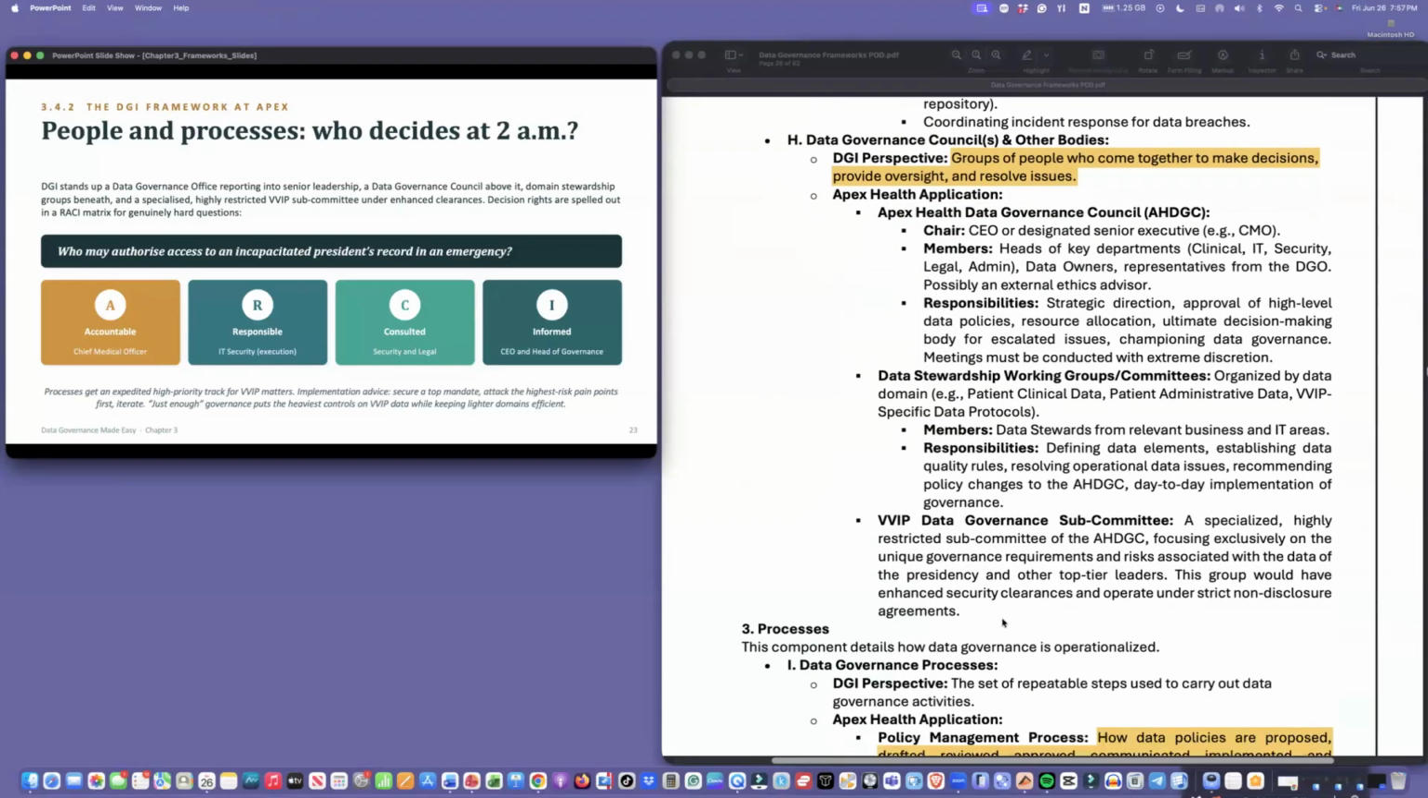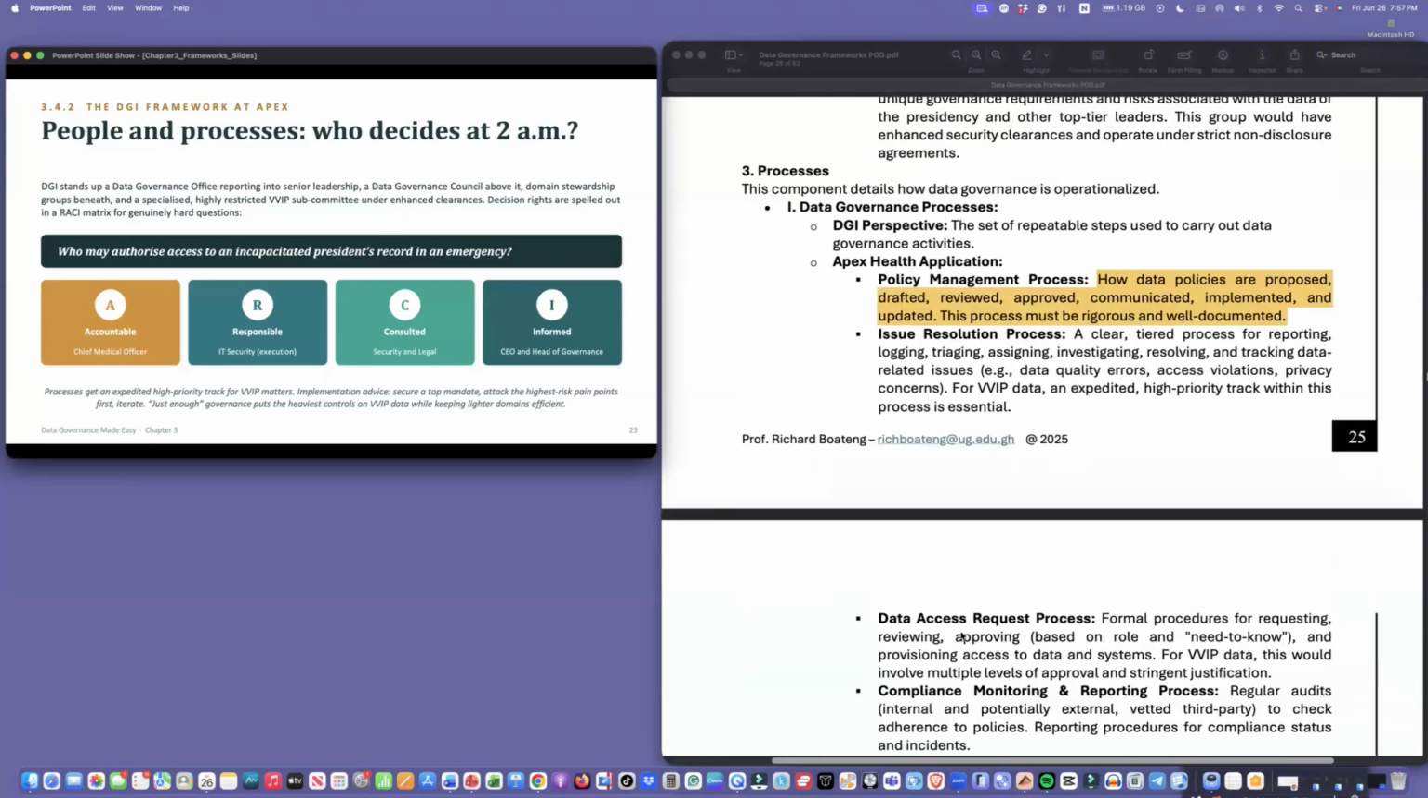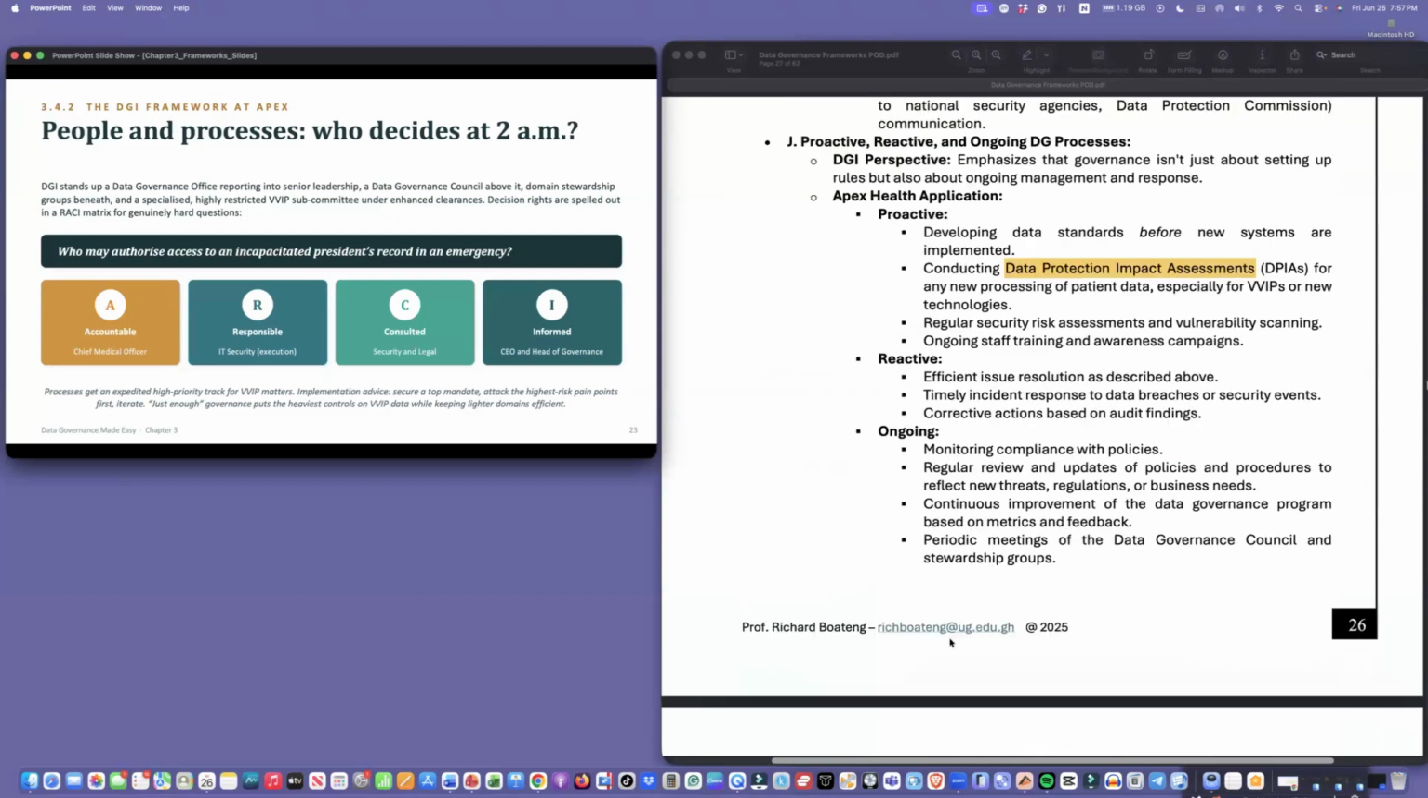So when we think of people and processes, we are talking about anything that needs human activity to get the governance done. So the committees you set up, the working groups you set up, all of it comes together to be part of the people and process of the DGI. I want to jump the process because of time. We have to look at other ones.